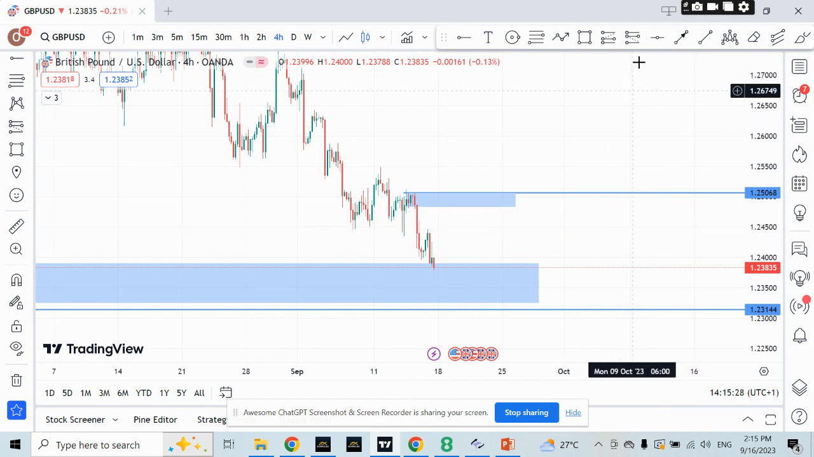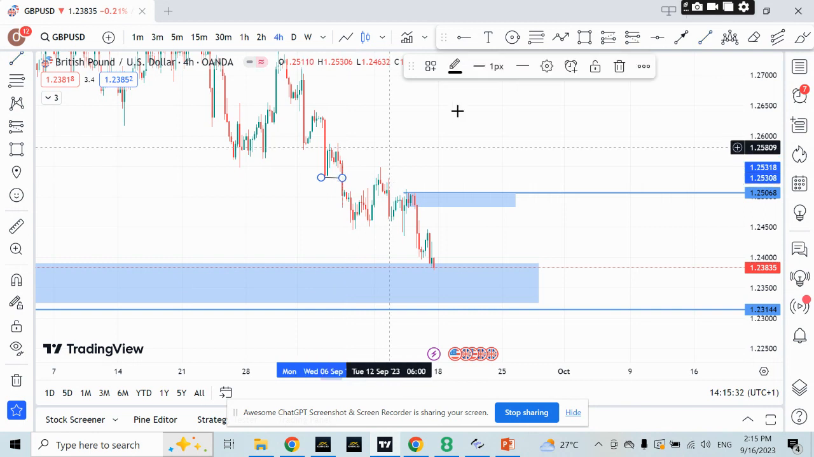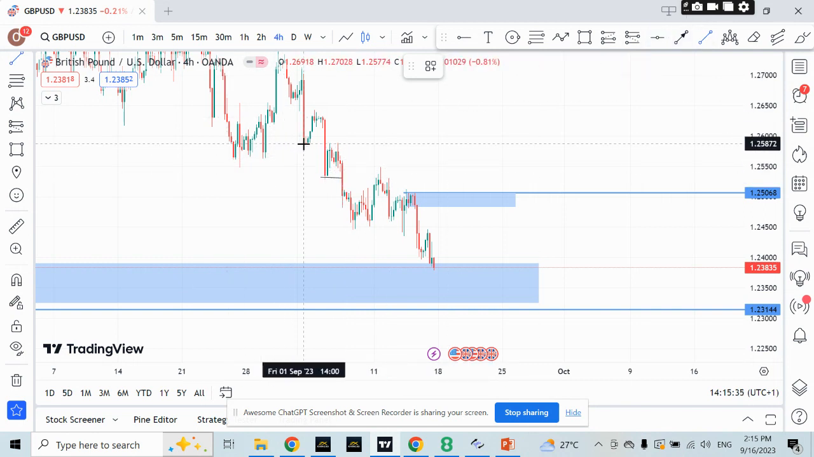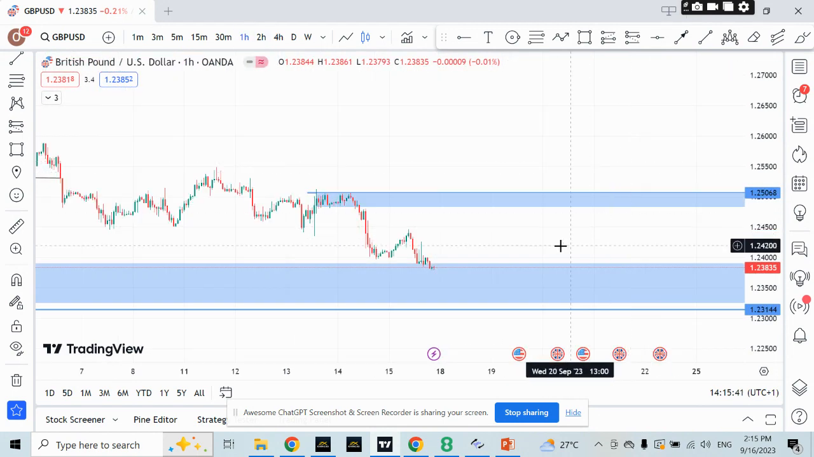That's what we're seeing on the 4 hour. We have a break of structure, break. So let's move to the 1 hour time frame and see what we have.